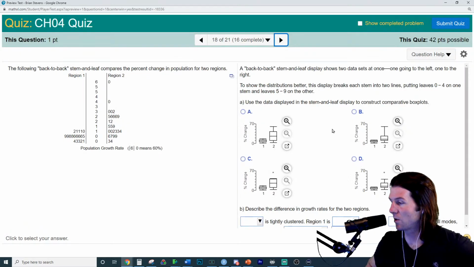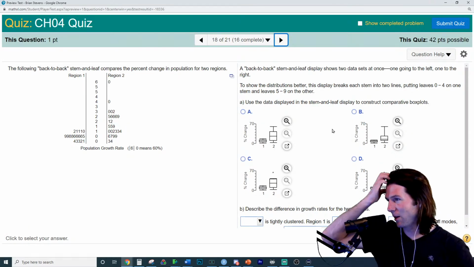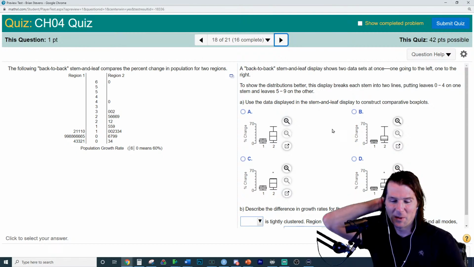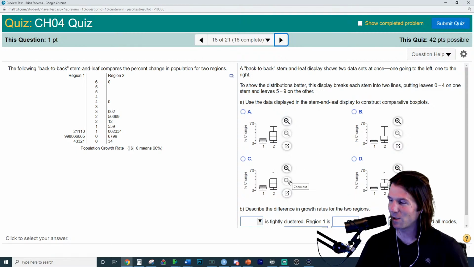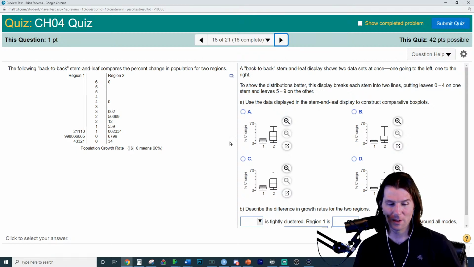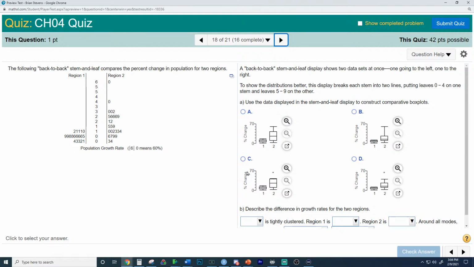A few more questions and we'll have this whole quiz done. Wait, are these all repeats? Or am I just hallucinating that we've done these multiple times? Because we did this one earlier. That's what happens. Sometimes you get the repeat questions when you do them all. So these are back-to-back stem and leaves. No, I don't think we've done this one today. I think we've just done ones very similar to it.